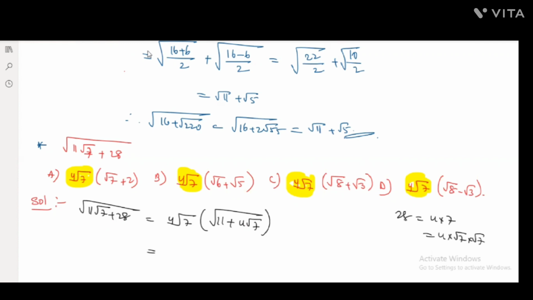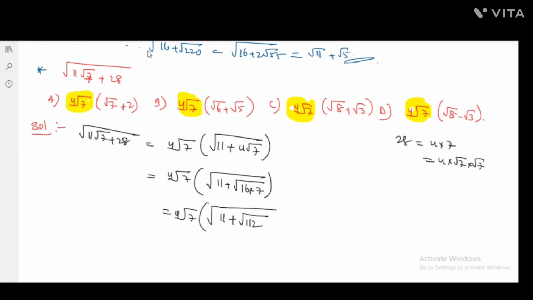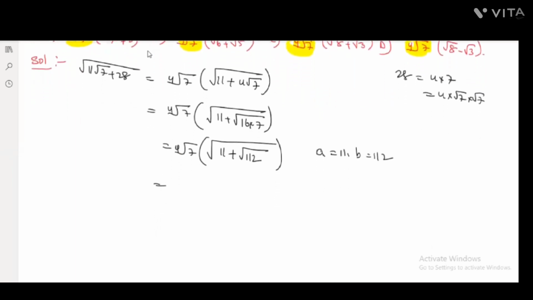Now let's find out by using the formula, square root of 11 plus 4 root 7. So fourth root 7 into, here first I will simplify into a plus root b form. So 11 plus root over 16 into 7. So what you will get is fourth root 7 into root over 11 plus root over 112. So now here my a value is 11, b value is 112. So I will apply the formula here. So hope you remember the formula.